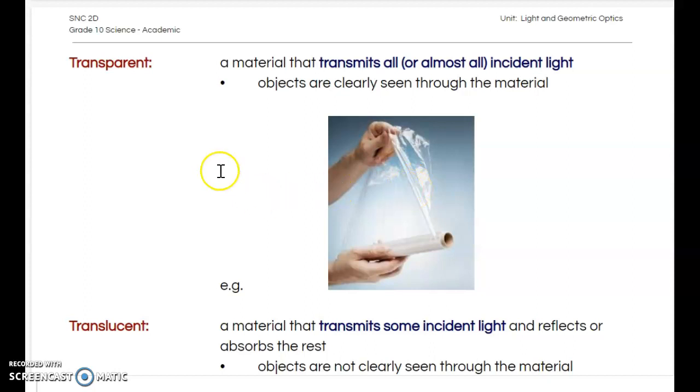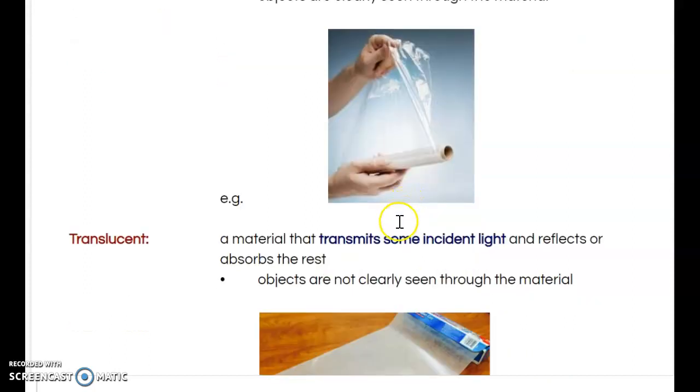Other words you need to be familiar with are transparent. Transparent materials transmit all or almost all incident light. Incident light is incoming light rays, right? They transmit almost all, if not all, light rays passing through. For example, in this one, we have the saran wrap, but it could be a window, anything that is completely see-through, and you can see the light rays transmitting through it.